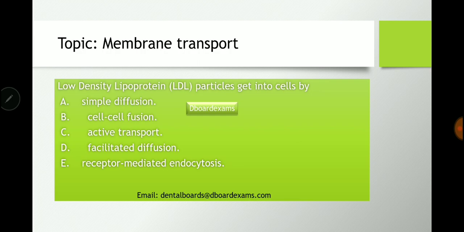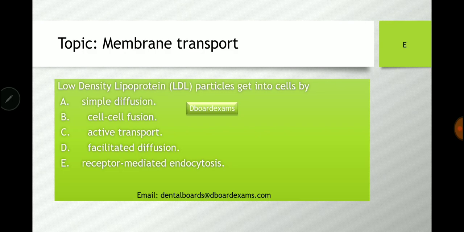So our next topic is, well, I gave you the answer already. If you missed that, then we can go back. So membrane transport, okay. I love this membrane transport, but you have to understand membrane transport, especially when regarding LDL, okay. Low density lipoprotein particles. Okay, so low density lipoprotein particles get into the cell by what? How do they go in? Do they go in through active transport, facilitated diffusion, simple diffusion, cell to cell fusion, or is it receptor mediated endocytosis? Since I already put the answer there, the answer here is E.